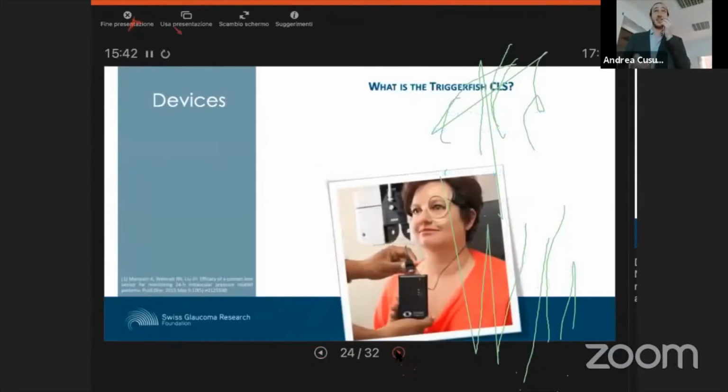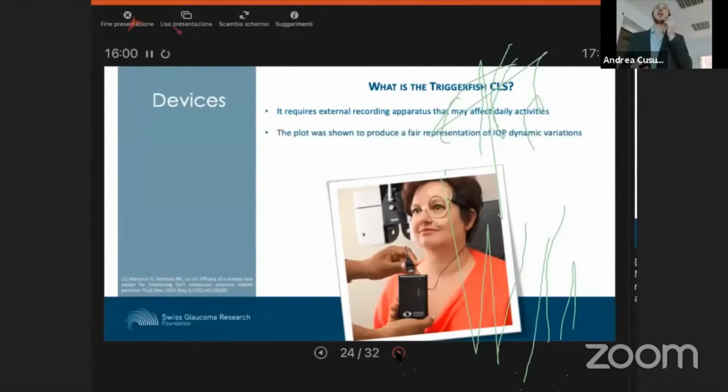So it looks like this when it is worn, because the contact lens also needs an antenna that is stuck around the eye, and it needs a recorder, which is that black box on the picture that is attached to the patient's belt. So it is a bit cumbersome as well, so it may impact on the daily activities, but it's only worn for 24 hours. It does reflect very well the intraocular pressure variations.